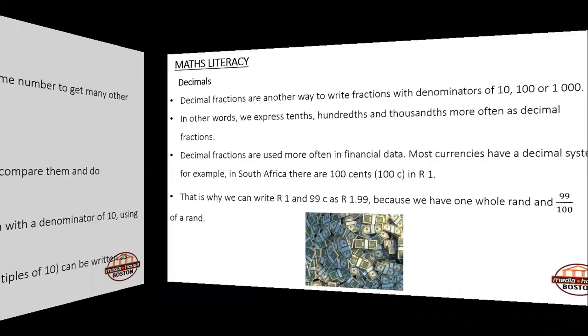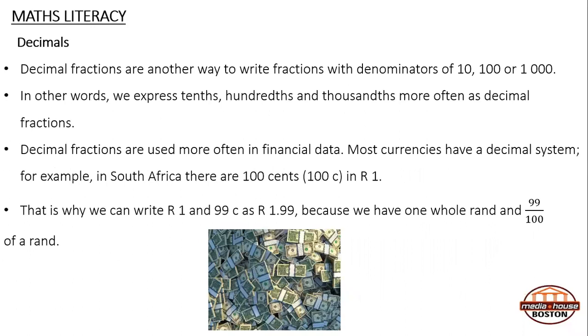Now, let's look at decimals. Decimal fractions are another way to write fractions with denominators of 10, 100, or 1,000. In other words, we express tens, hundreds, and thousands more often as decimal fractions. Decimal fractions are used more often in financial data. Most currencies have a decimal system. For example, in South Africa, there are 100 cents in every 1 rand.